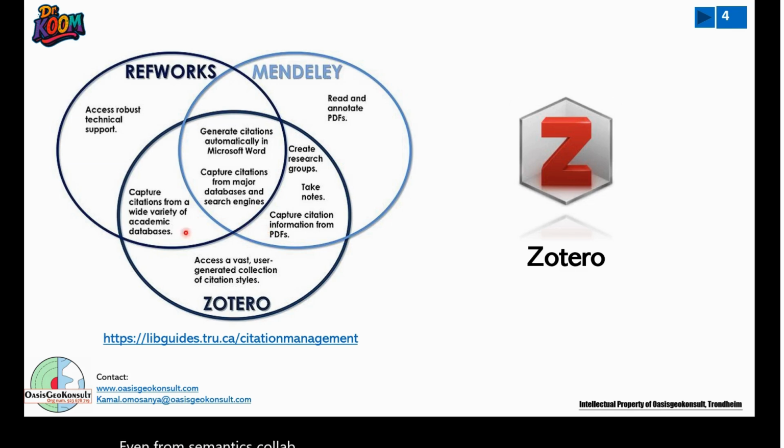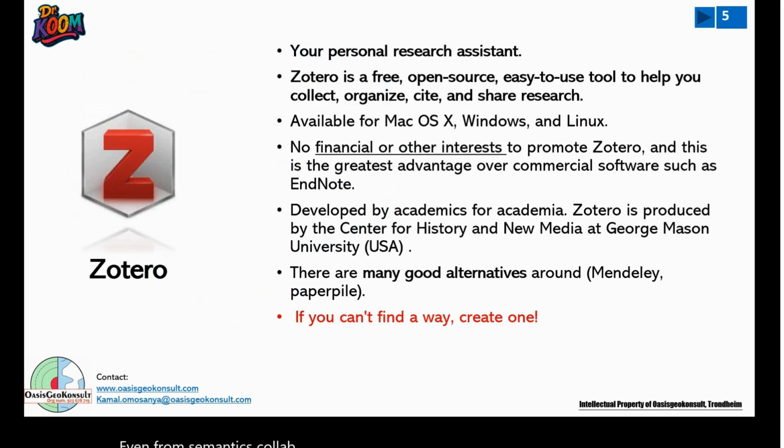And like I said, I've been using Zotero in the last 18 years or thereabouts. It's your personal research assistant, like a normal AI tool. The good thing is that it is free, it is open source, it's a very easy to use tool that will help you collect, organize, cite, and share your research. And it's also so good that it's available on Mac, Windows, and Linux.